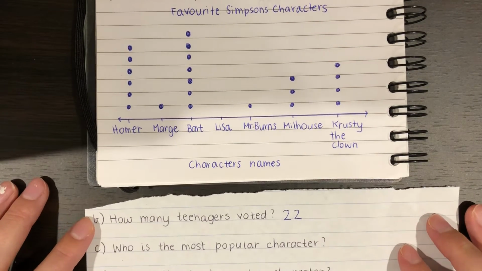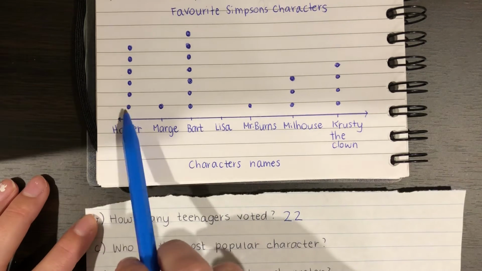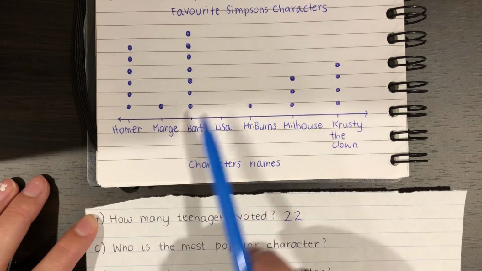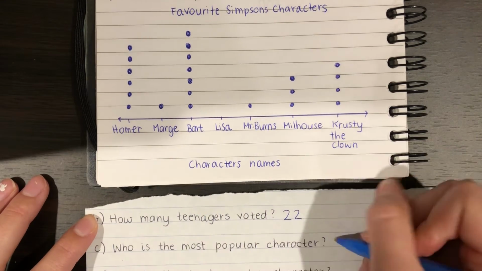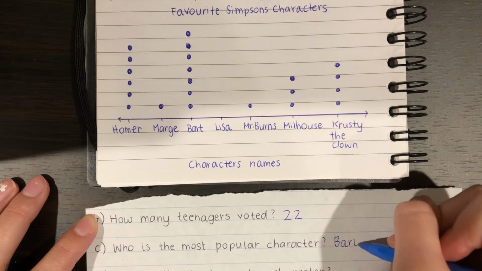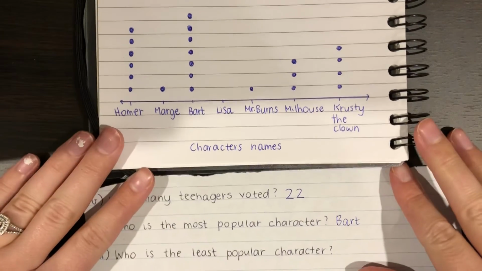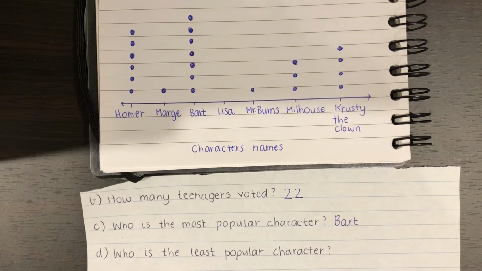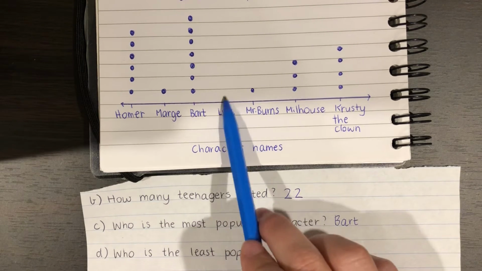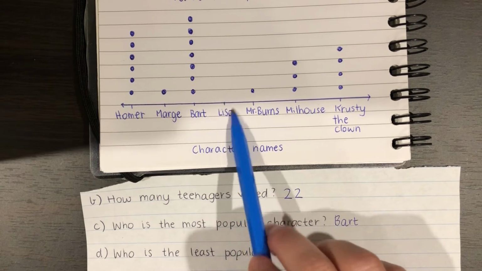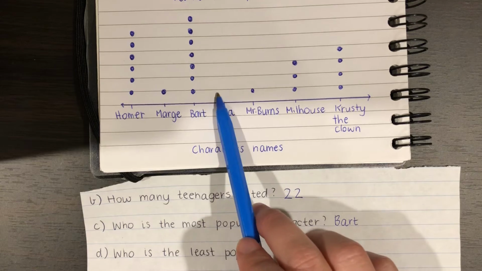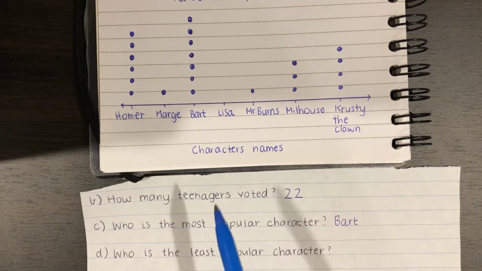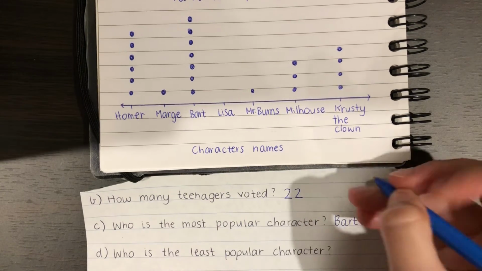Who is the most popular character? Well, you're looking for the one that has the most dots, and that is Bart. Who is the least popular character? So now you're looking for the one with the least amount of dots. And in this case, Lisa has no dots, which means no one voted for her. So since she doesn't have any dots, she is the least popular character.